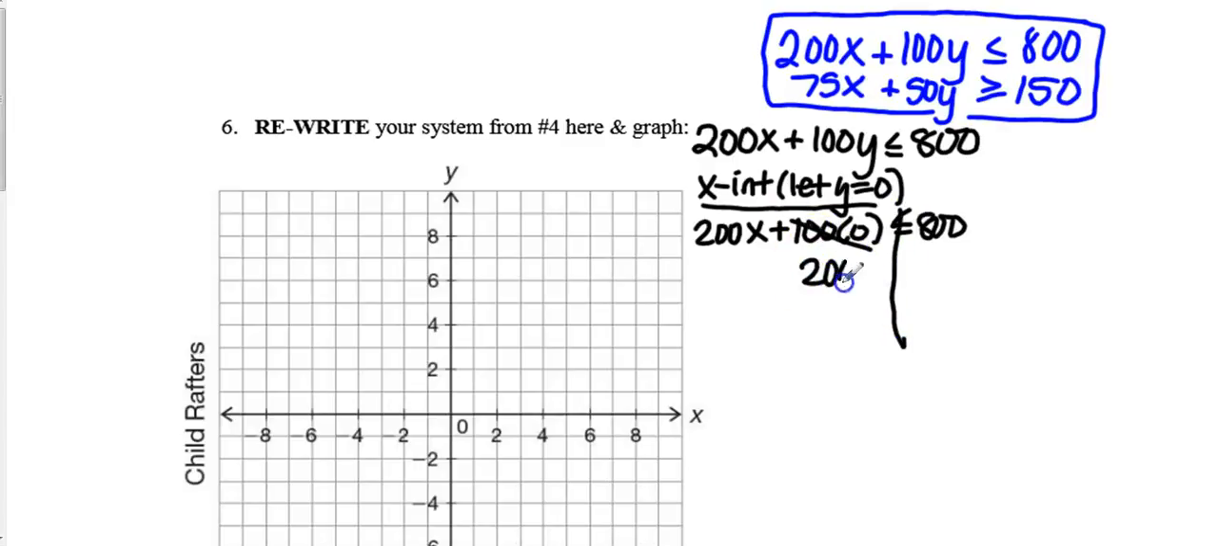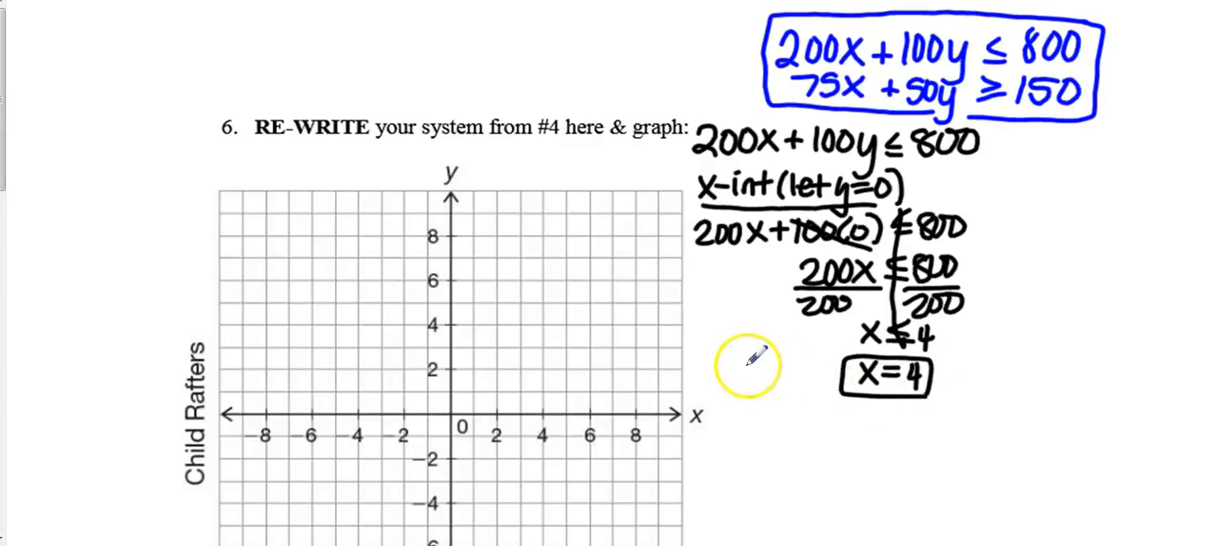So it'll be 200x less than or equal to 800 divided by 200 divided by 200. x is less than or equal to 4. So I get x equals 4, which means my ordered pair is (4, 0) for the x-intercept. Now let's find the y-intercept. To find the y-intercept, we let x be 0.